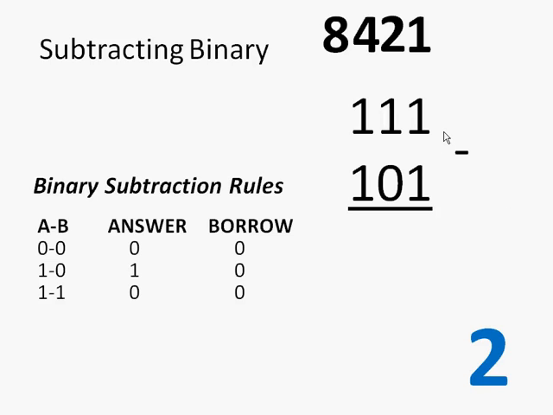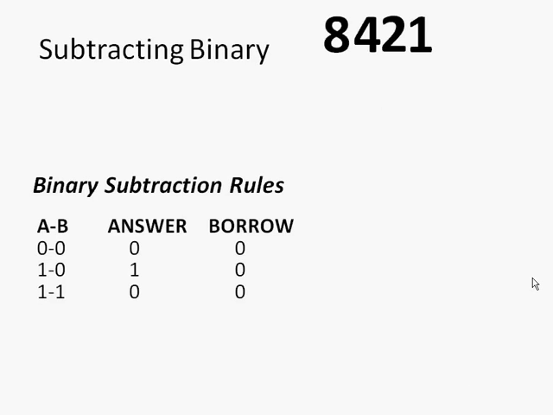So 1 take away 1 should be 0. 1 take away 0 is 1, and 1 take away 1 is 0. So we get our answer of 010 or 10, which is 2. So we can double check we've got the right answer there. So that's just following the simple rules.